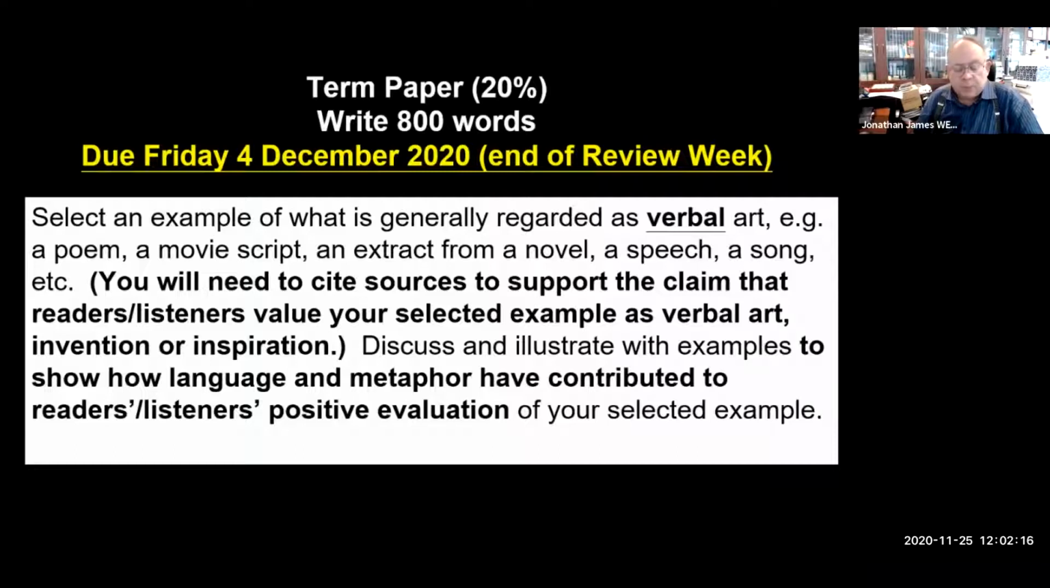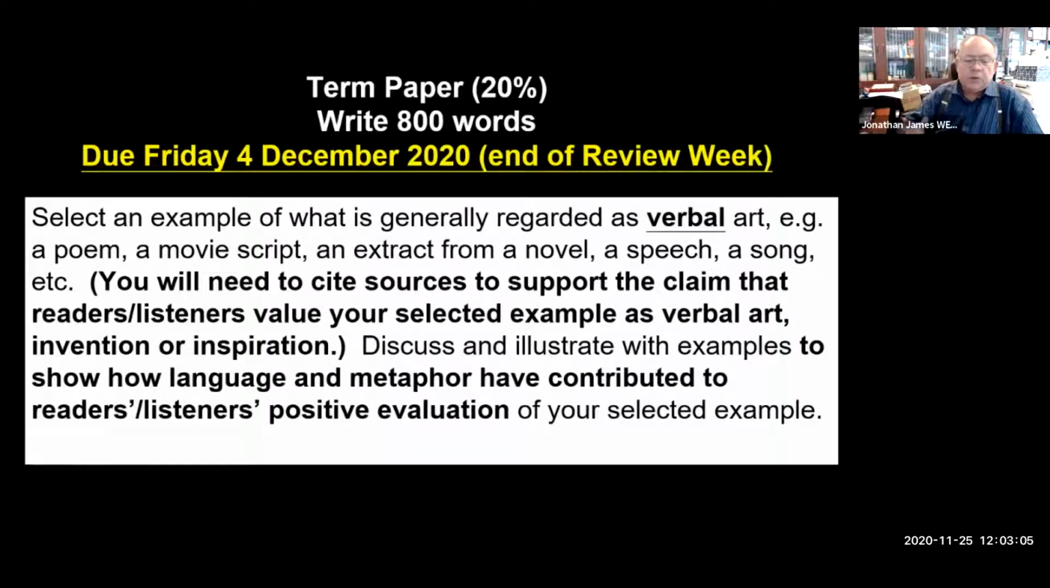You have the term paper that will be coming due next week, next week being the review week in between the classes and the exam. And your term paper is, as we've mentioned before, and I'm sure by now you have chosen your example and hopefully have been identifying sources that will give you some evidence to support the claim that indeed readers and listeners value the selected example, that it is indeed an example of what might be considered verbal art, invention, inspiration.